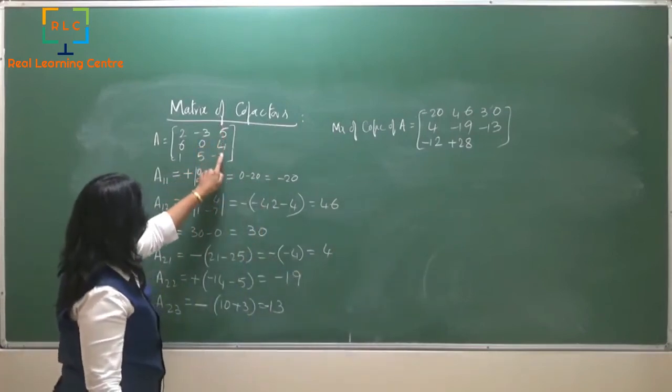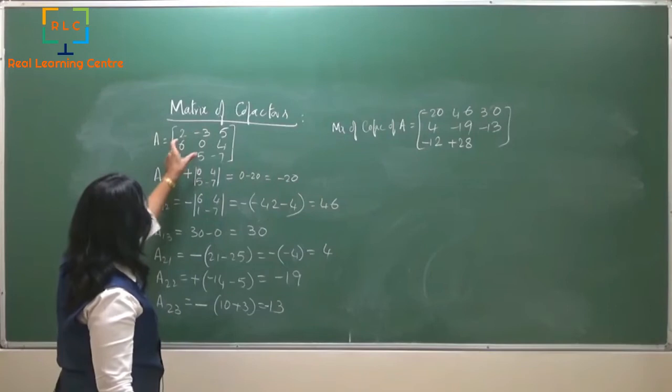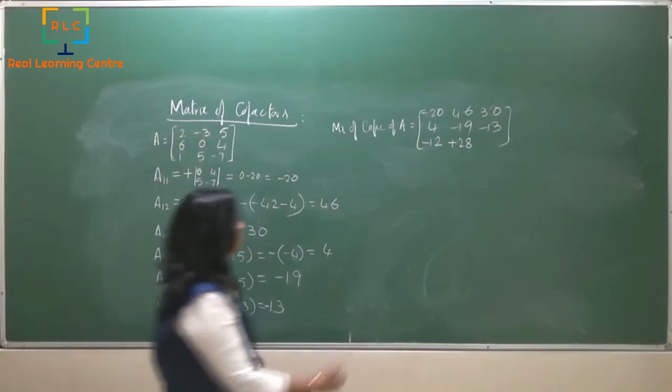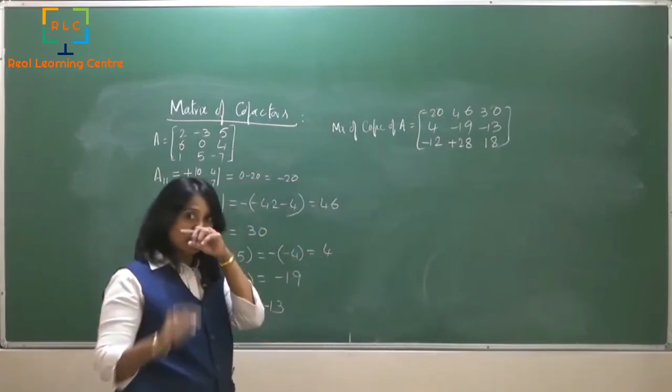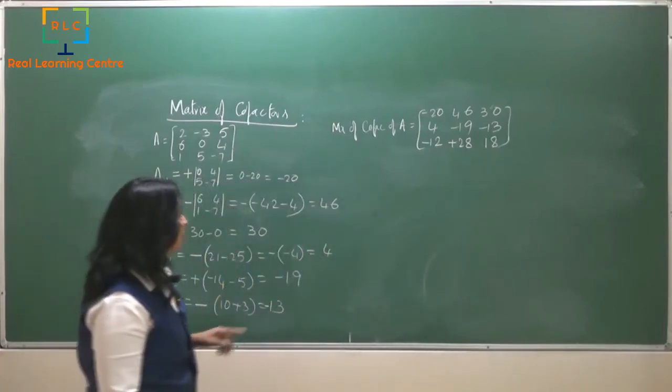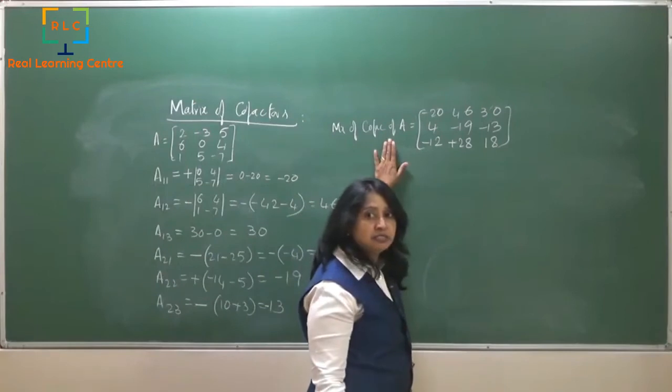And wherever this element is present, that column and that row I am deleting. It is 0 plus 18, so I have got 18. Now I will show you something amazing. Now I have got the cofactors of all the elements, is it not?